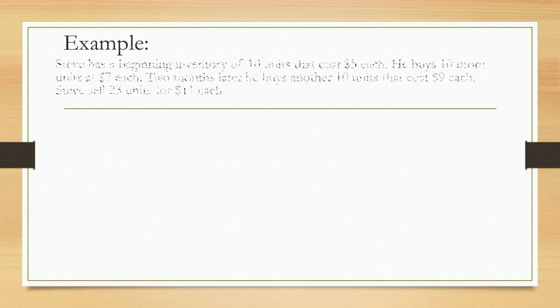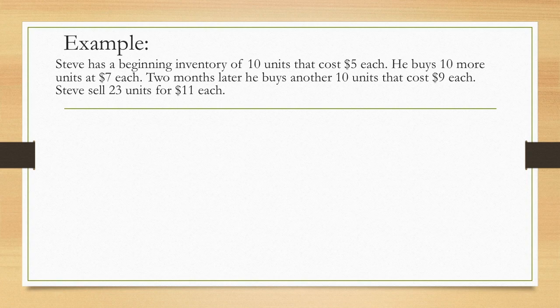Here's an example. Steve has a beginning inventory of 10 units that cost $5 each. He buys 10 more units at $7 each. 2 months later, he buys another 10 that cost $9 each. He sells 23 units for $11 each.